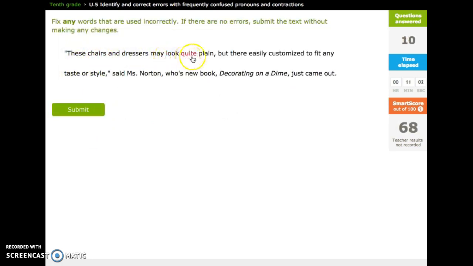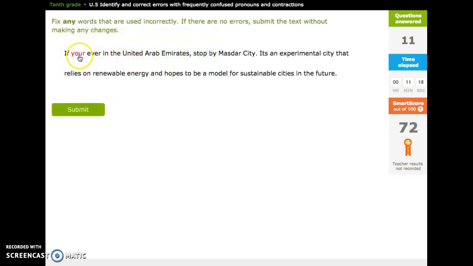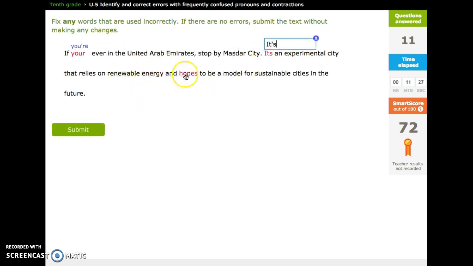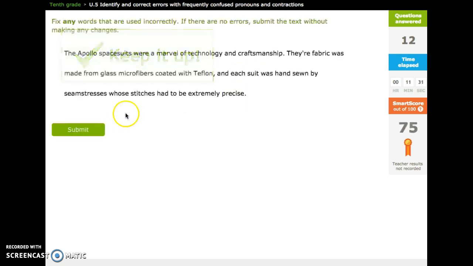These chairs and dressers may look quite plain, but they are easily customized. They are. Whose new book? This would say "who is new book." No, that's not right. Whose new book? If you are ever, right? It is an experimental. Okay. We're going fast, so hopefully we won't make any mistakes here. Their fabric, not his fabric, not her fabric, their fabric, was made from glass microfibers, and each suit was hand sewn by seamstresses whose stitches. Good.